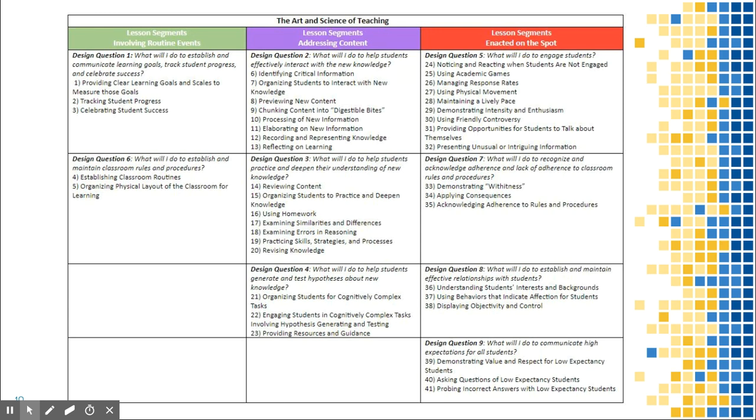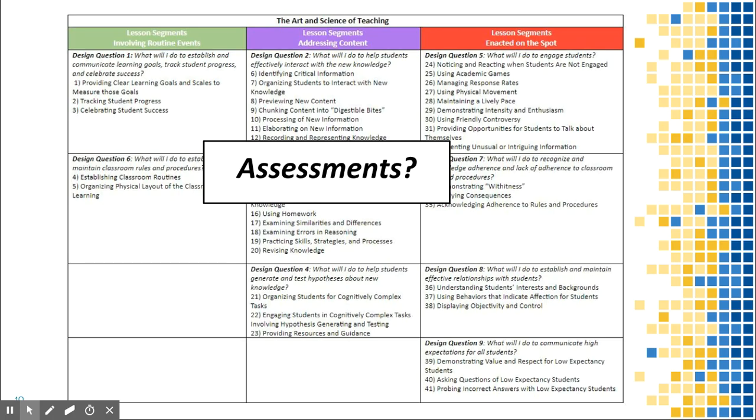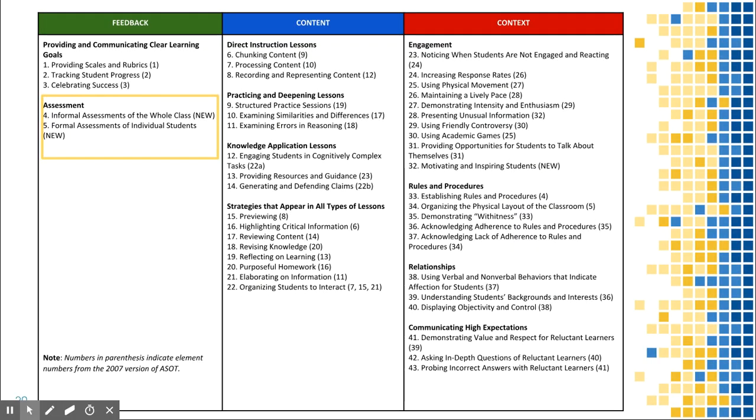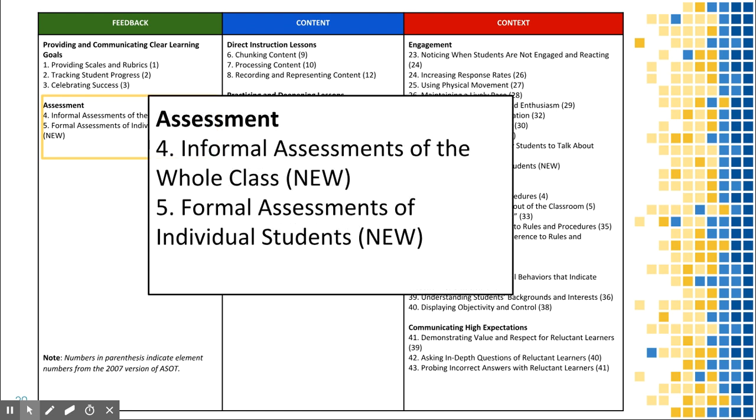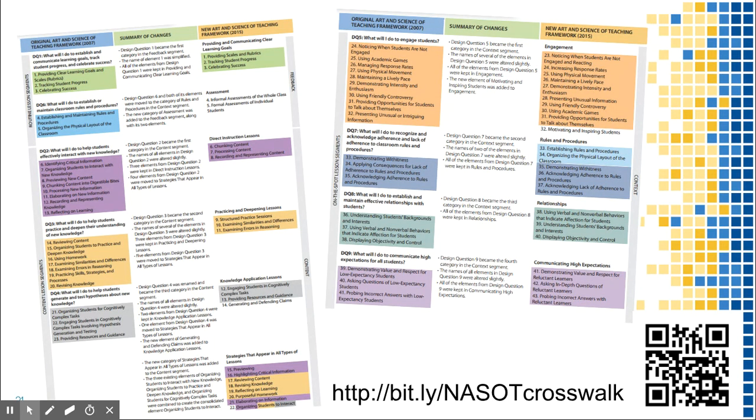If you think about the original framework, you'll notice that one thing is missing: assessments. In the new placemat, you'll find assessment in the feedback column, and it includes both informal assessments of the whole class and formal assessments of individual students. If you'd like to have a resource or cheat sheet for the new Art and Science of Teaching, Marzano Research has created a crosswalk of these changes. You can find this resource by scanning the QR code or using the bit.ly link at the bottom.